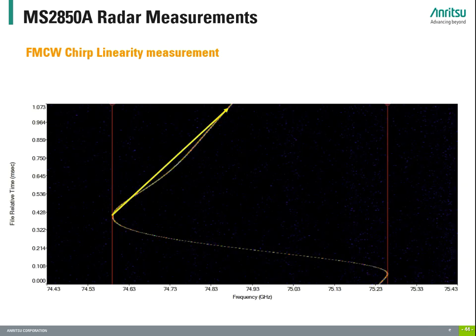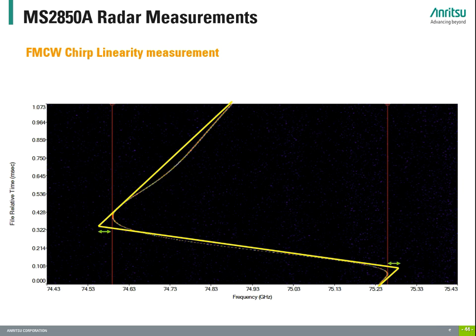Here in this section, we see clearly linearity deviations. In addition, we can observe that the change in sweep direction is not abrupt, but somewhat rounded, and this makes us lose some sweep bandwidth.